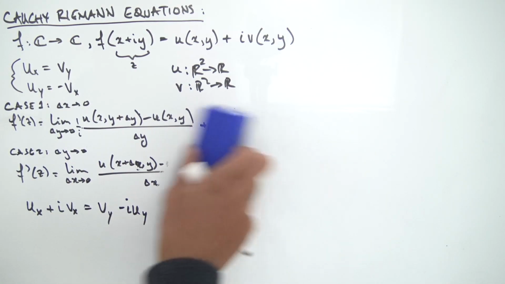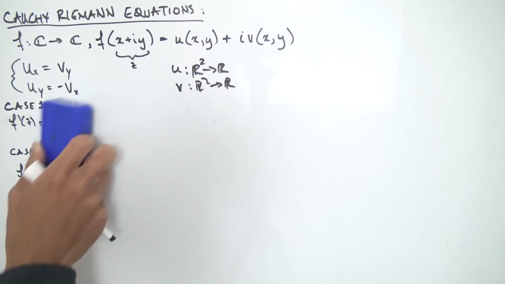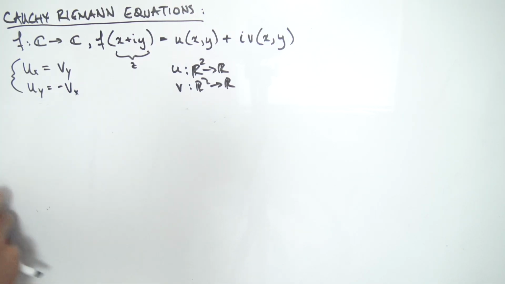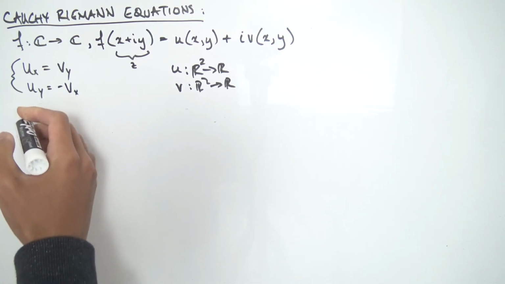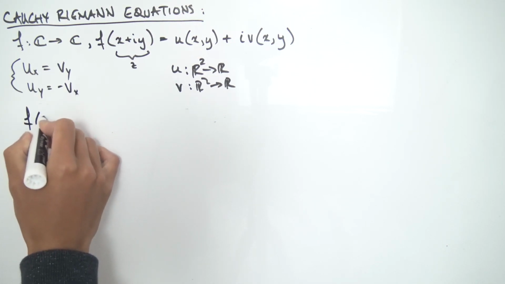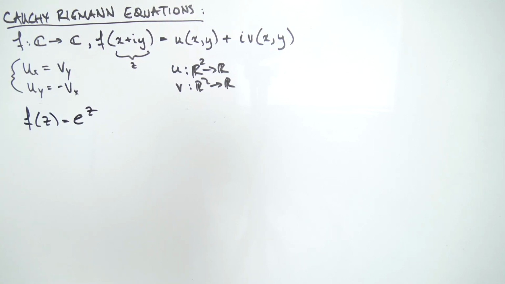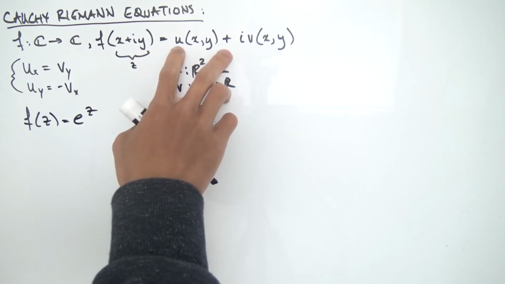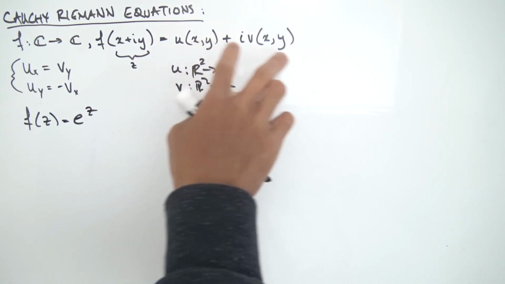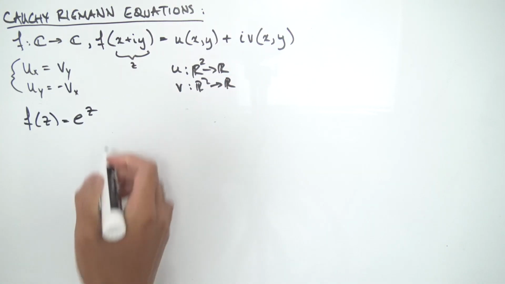We're going to take a look at some functions that are differentiable everywhere and some functions that are differentiable nowhere. So let's take a look at the function f of z is equal to e to the z, the complex exponential function. The first step is to decompose e to the z in terms of u and v, and that's not too bad to do.